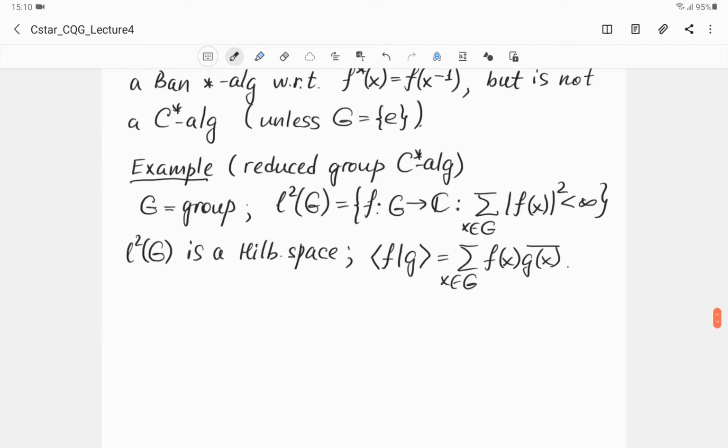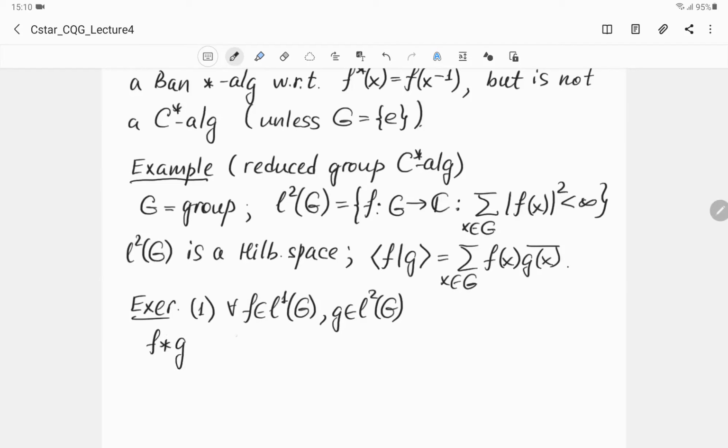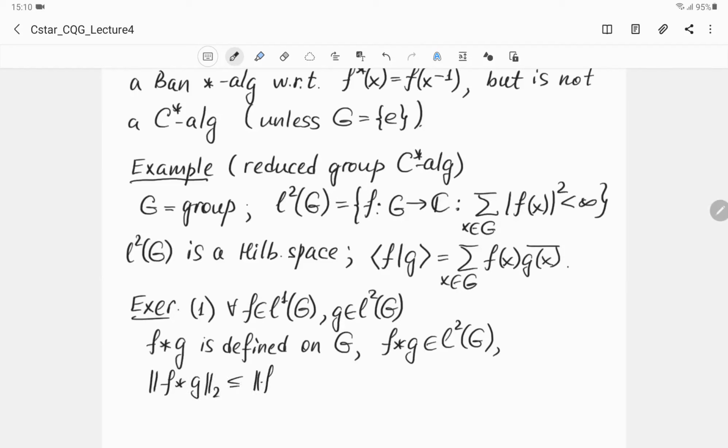Okay, so here's a useful exercise. First of all, I claim that for each function f from l1(G) and g from l2(G), their convolution is defined everywhere on G. Moreover, this function belongs to l2(G), and the l2 norm of this convolution is less than or equal to the l1 norm of f multiplied by the l2 norm of g.